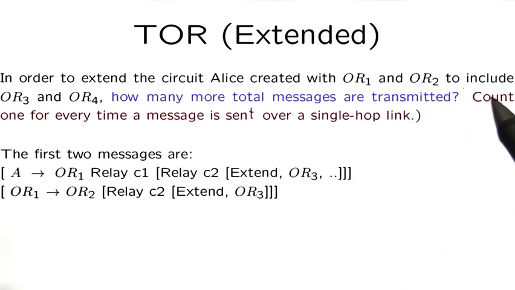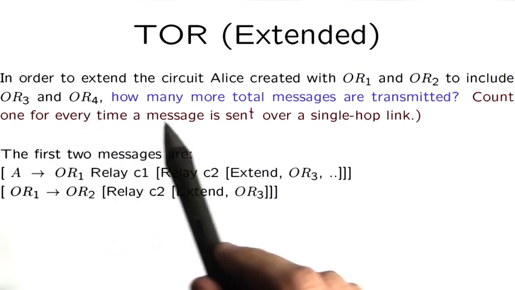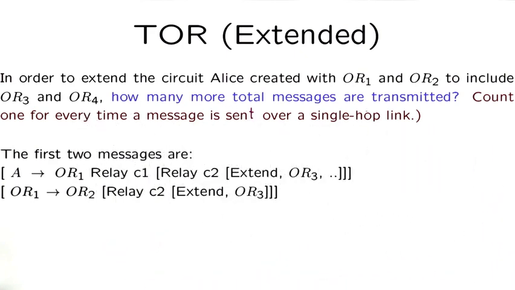For this question, Alice has created a circuit with onion router 1 and onion router 2, and she wants to extend that to include onion router 3 and onion router 4. And the question is, how many more total messages are transmitted? Count 1 for every time a message is sent over a single hop link.